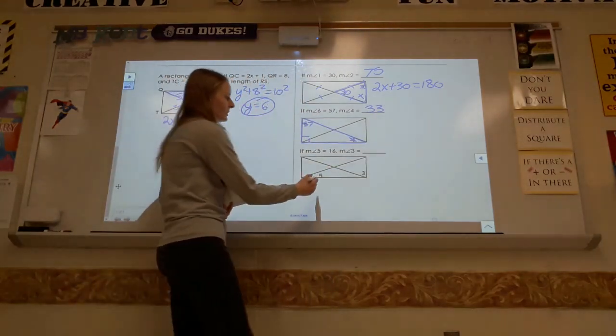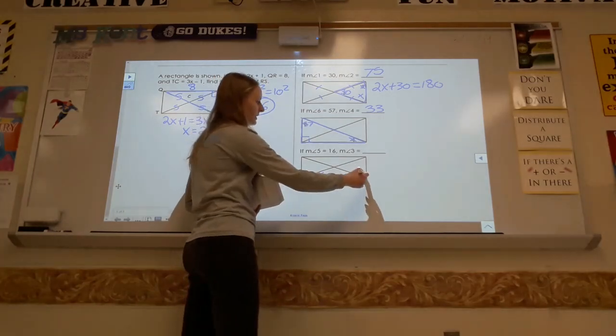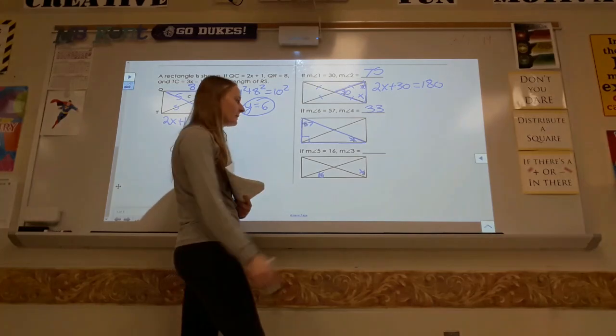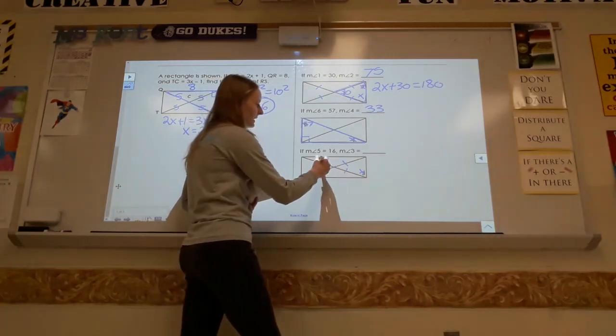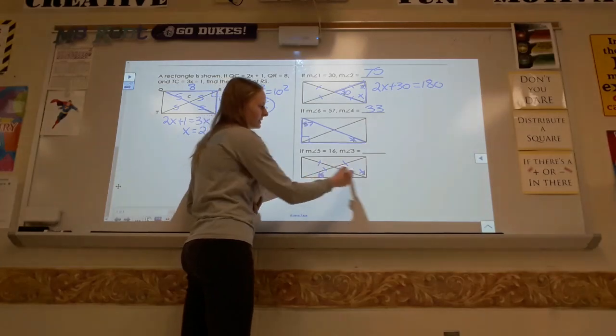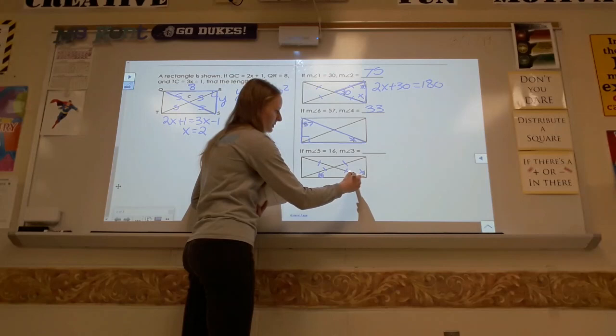And then this last one, I know that angle 5 is 16. Again, I'm trying to find this angle right here. There's no direct relationship between those two using the properties. So I'm going to use the diagonals to help me. So again, I have another isosceles triangle, this obtuse one right here. So if this is 16, I can move the 16 over here.